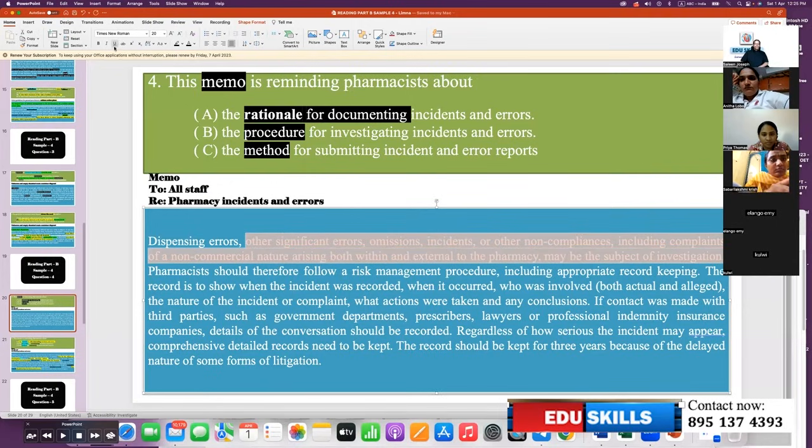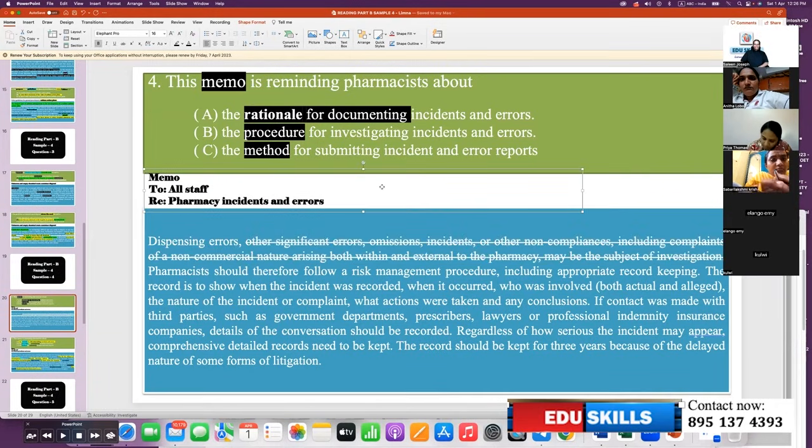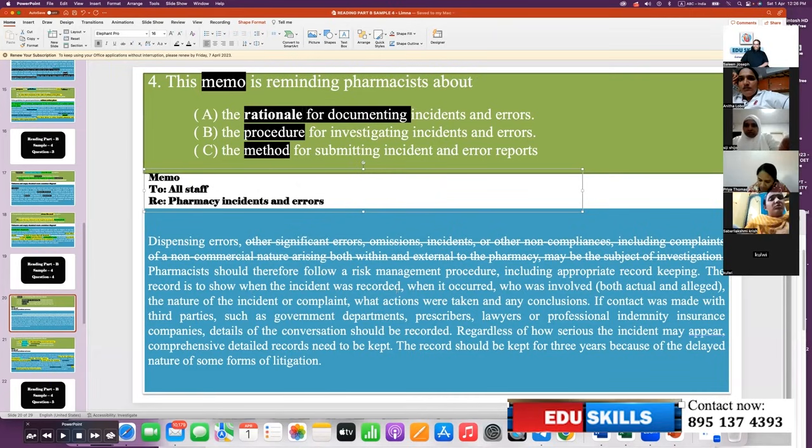If you find it difficult to understand a long topic sentence, you can read it short. Dispensing errors, pharmacists should therefore follow a risk management procedure, including appropriate record keeping. Why? The question is why should you follow it? Because the record is to show when the incident was recorded, when it occurred, who was involved.